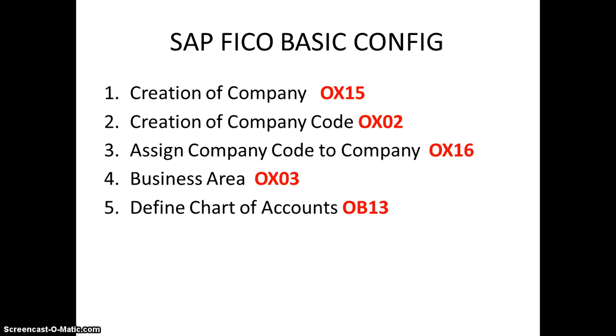Okay, so creation of company, as we discussed, we have to create a company, we have to create a company code. You can have multiple company codes, but initially we'll create at least one company code, and then we have to assign the company code to company. And business area, we need to create the business area, which is not a mandatory step, we can do that.